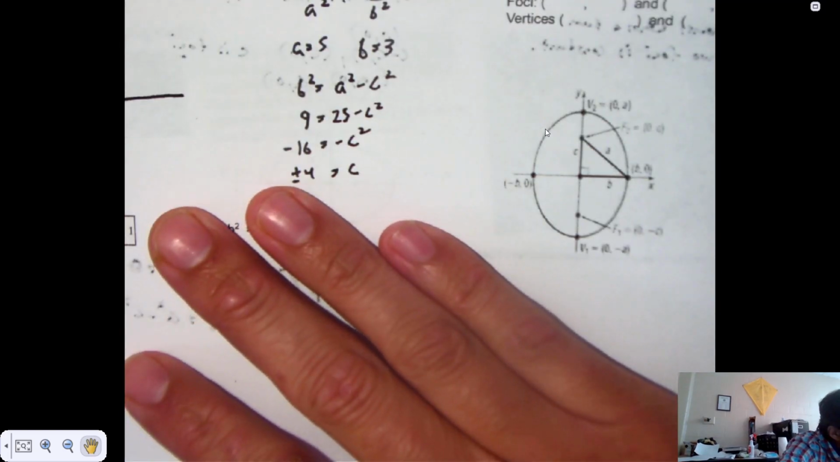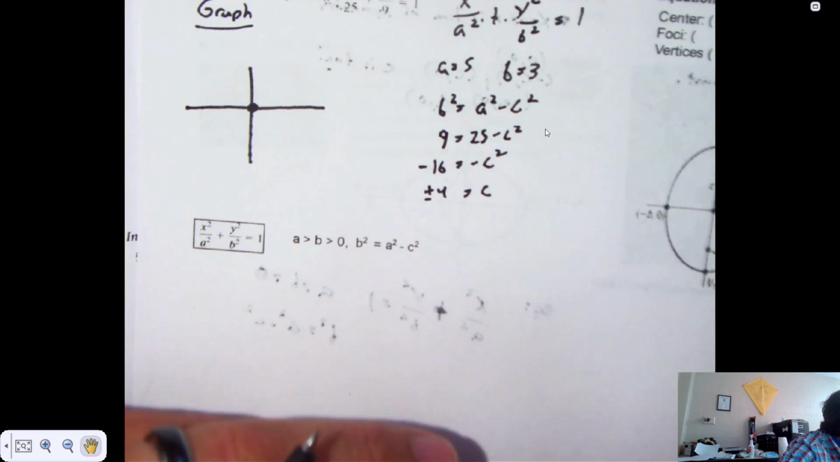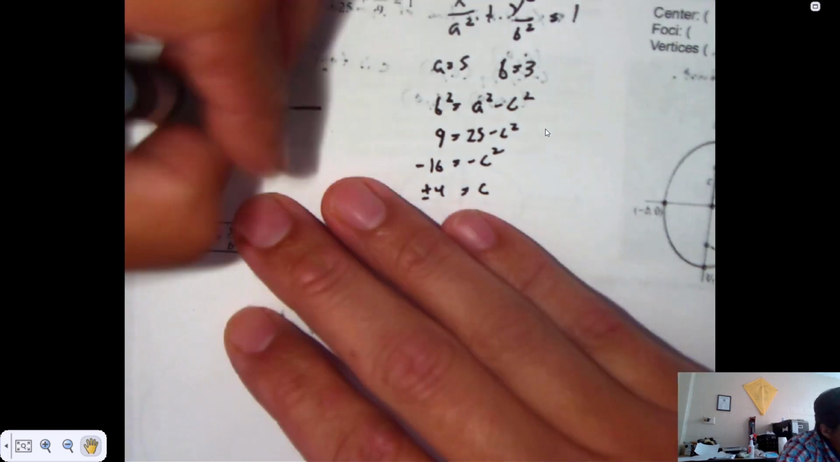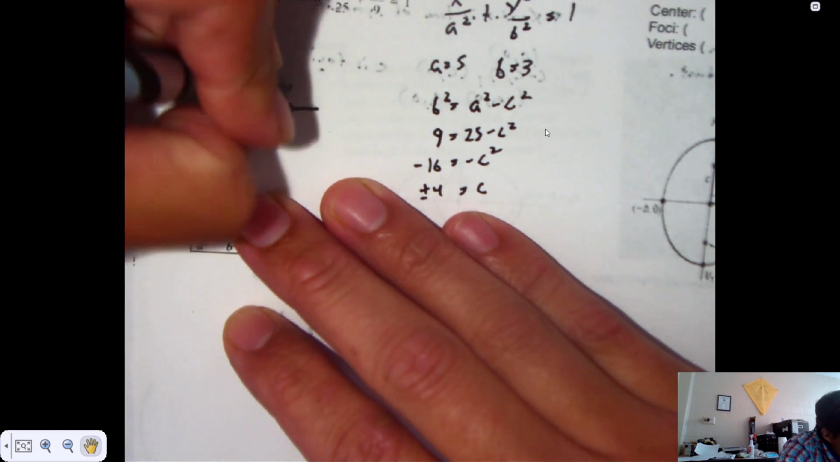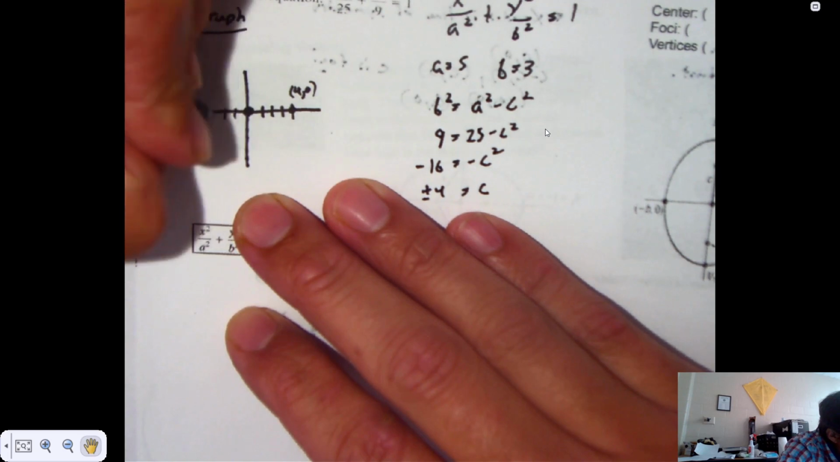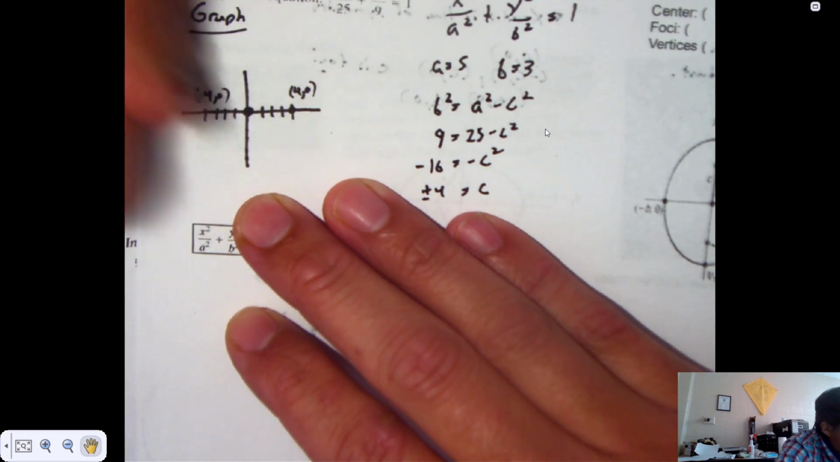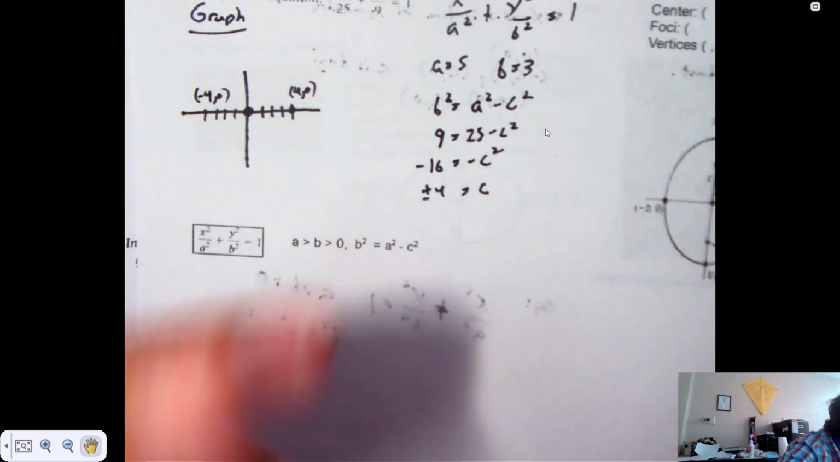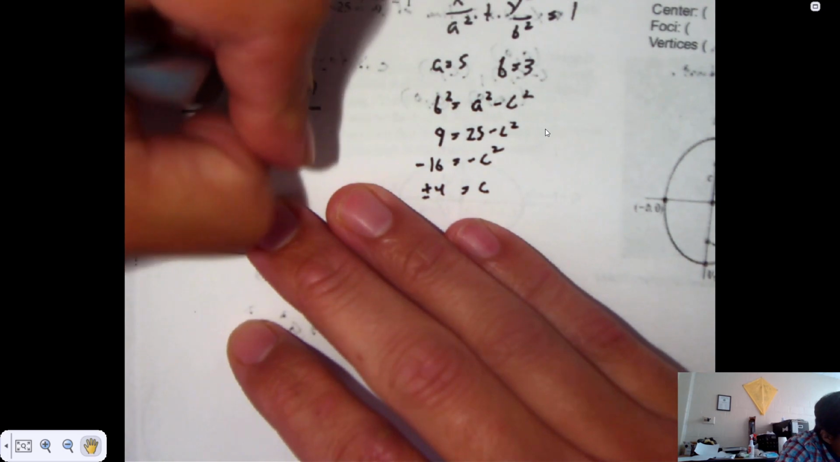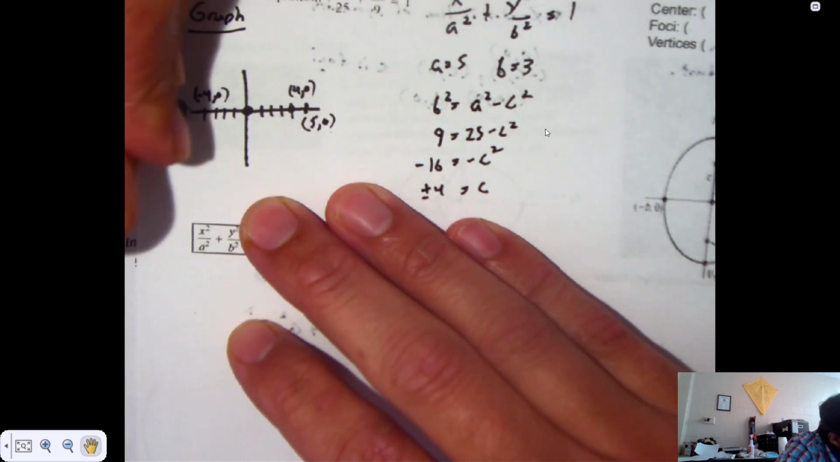So this is one that is centered along the x-axis. The center is at 0, 0. We found out that c was plus or minus 4. So where are your foci? At 4, 0 is one of them. Where's the other one? Negative 4, 0. Now, what's a give you? Vertices on the x-axis, because this is a major. The x-axis on this one is major. So you have a vertex at 5, 0. You have a vertex at negative 5, 0.